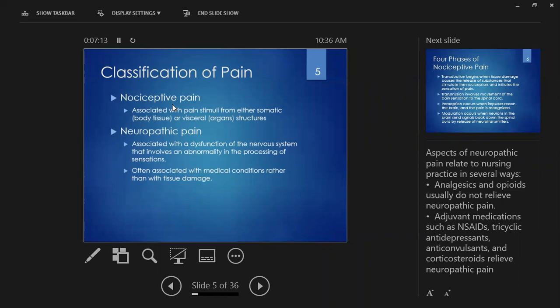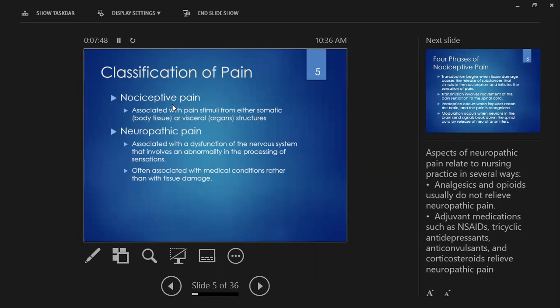Okay, the next part is neuropathic pain. So the two major classifications are nociceptive and neuropathic. Neuropathic pain is associated with the dysfunction of the nervous system. That means there's some kind of abnormality in the processing of sensations that is different from nociceptive pain. In nociceptive pain, the nervous system is functioning appropriately. There is no abnormality in the processing of sensations, whereas in neuropathic, there is a dysfunction in the nervous system.